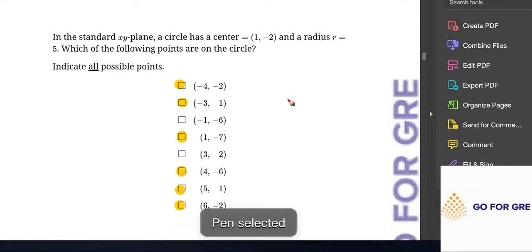Now again it's a very easy question. In the standard xy plane, a circle has a center and radius 5. Now equation of circle.